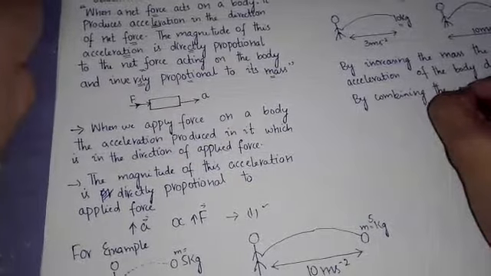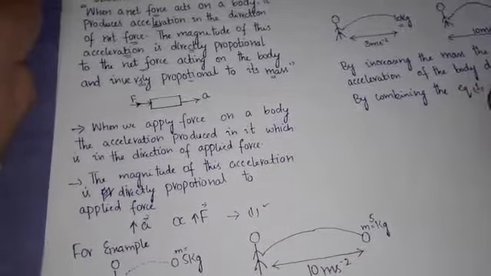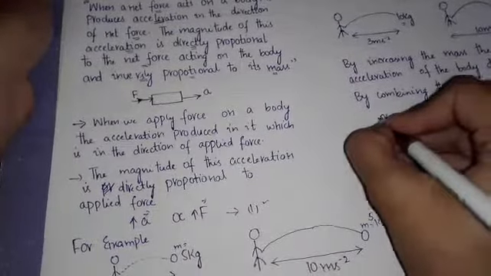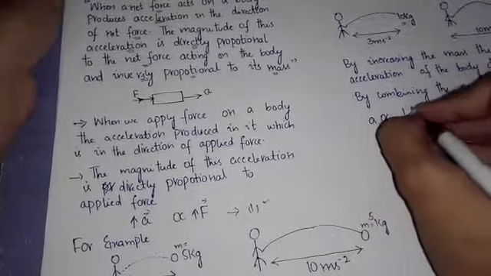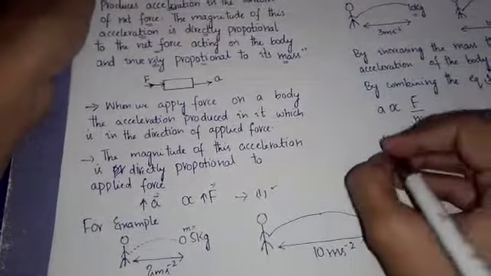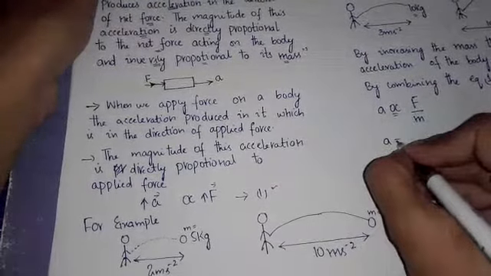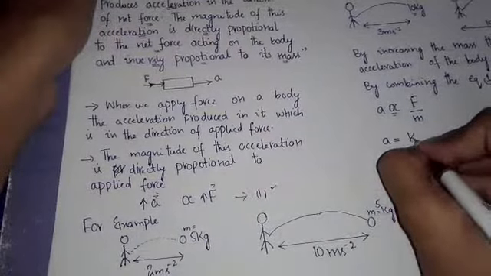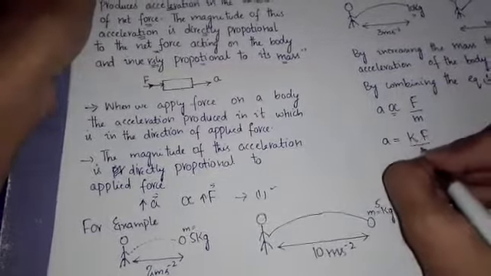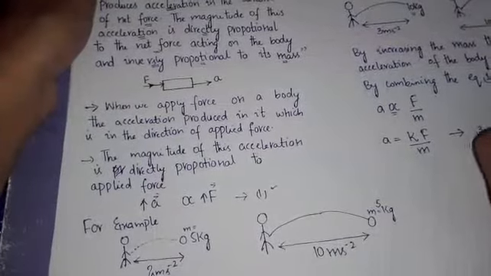By combining these two equations, equation 1 and equation 2, we have acceleration is directly proportional to force while it is inversely proportional to mass. If we want to remove these proportionality signs, then we write equals and a constant, that is k. The remaining terms will remain the same. This is our equation number 3.